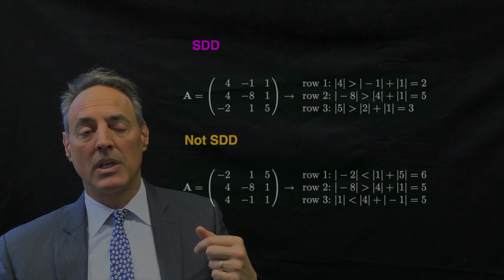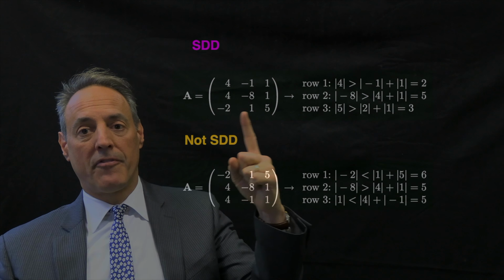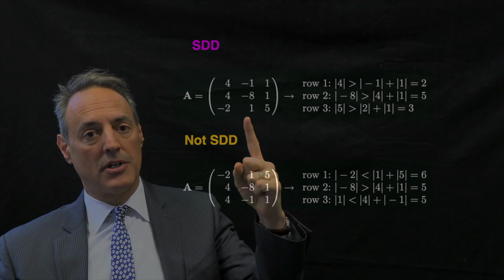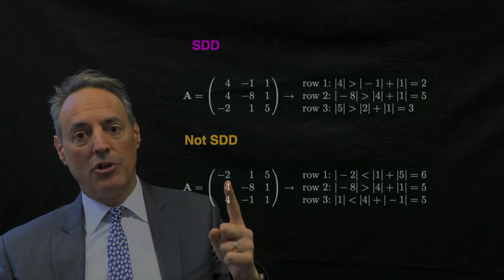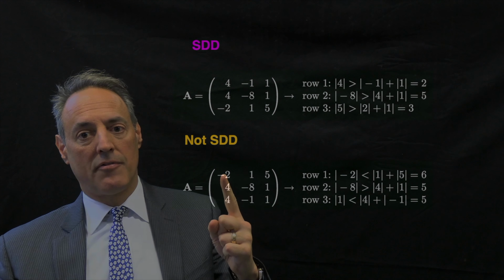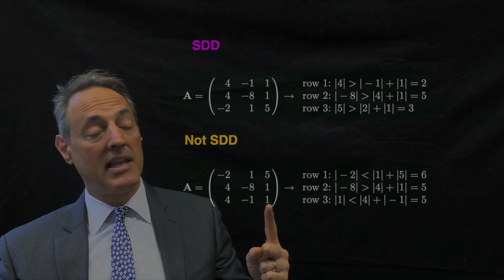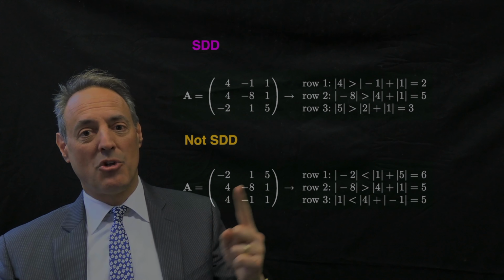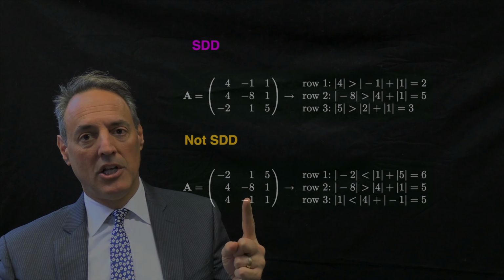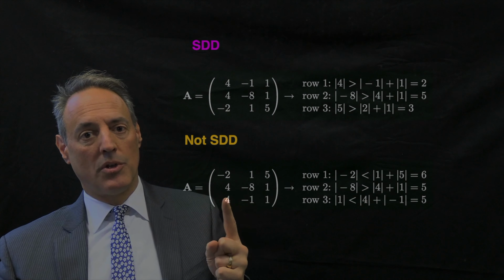Okay? But when I take the first and last row of this equation and just flip them, now you see where this 2 is? So I have 2 is not bigger than 6, 8 is bigger than 5, and now 1 is not bigger than 5. So this is not strictly diagonal dominant. So this will converge, this will not.